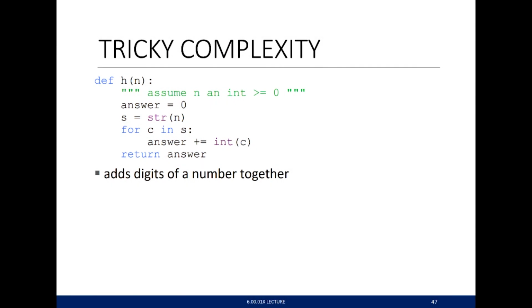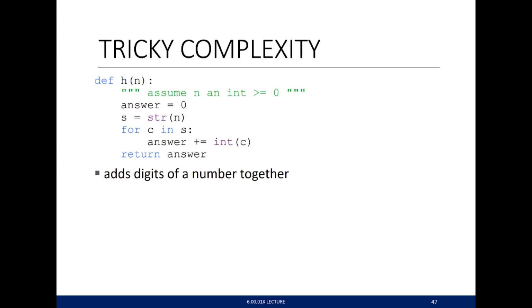And what's it doing? It's assuming that n is an integer greater than 0. And basically, it's adding up the digits of a number together. So it's going to take that value of n, turn it into a string. And for each character in the string, it's going to walk down, convert that character back into an int, add it into answer, and then return answer. It's a slightly brain damaged, or if you prefer, computationally challenged algorithm. There are lots of ways to do it. But what I want you to see is how we would do the analysis here.